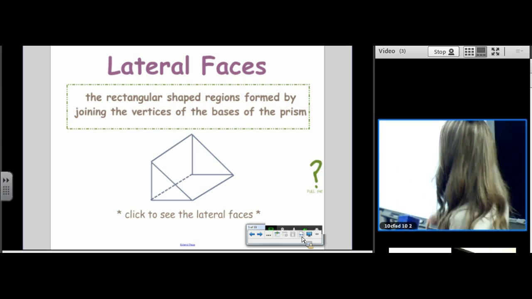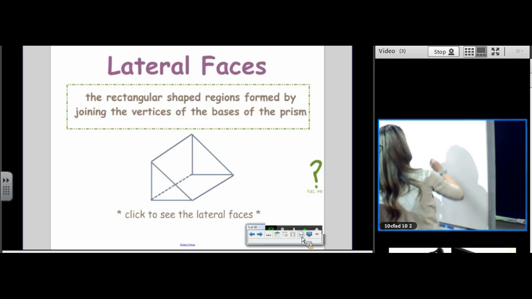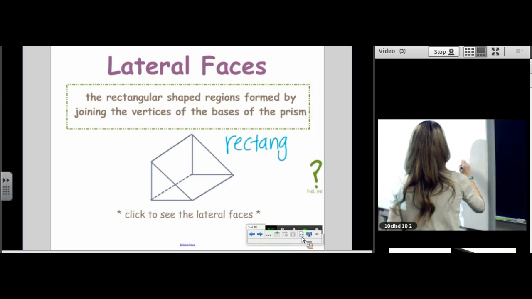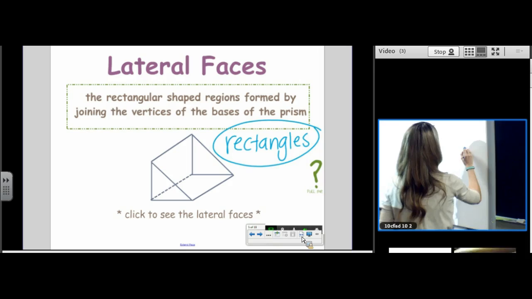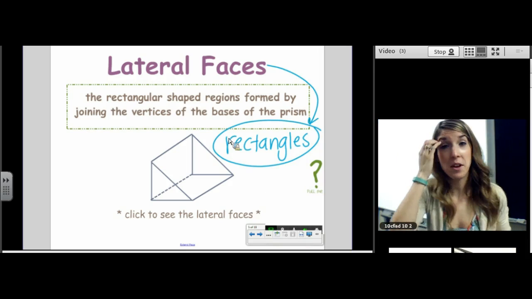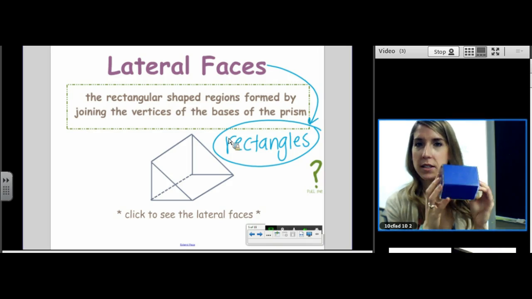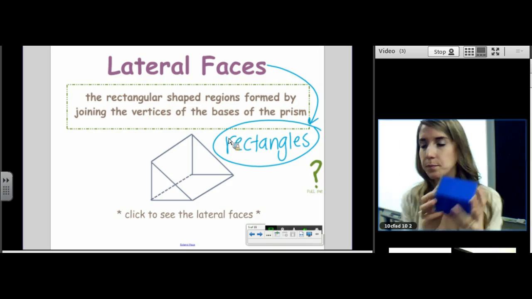In a prism, I do want you to write this down. In a prism, the lateral faces are always rectangles. That's really all I care that you know about a lateral face. In a prism, they're always rectangles. Not in a pyramid, but in a prism.